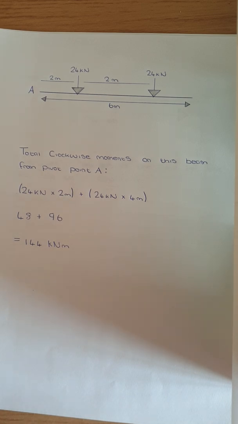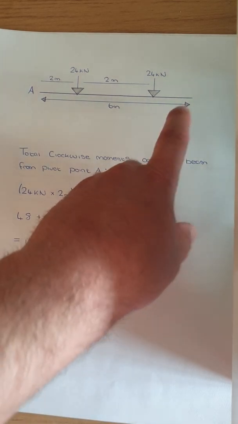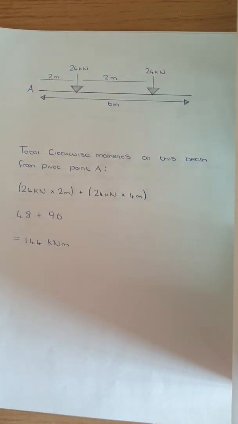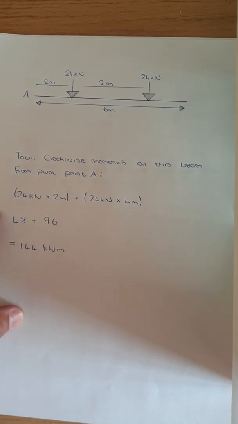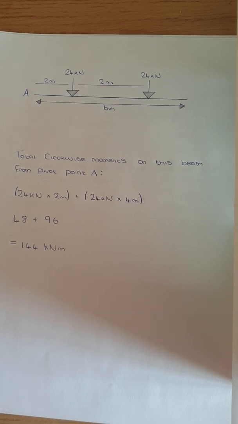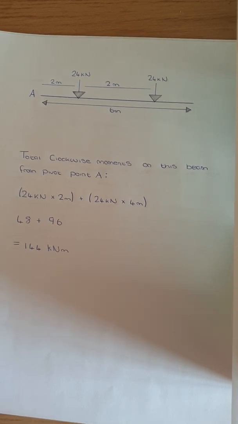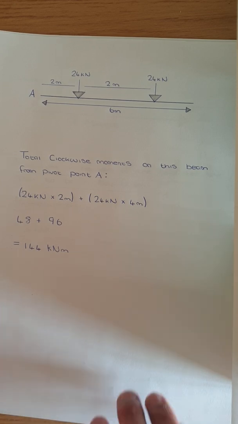Now, to be in equilibrium, the moments from the pivot point, which is A, pushing clockwise need to be exactly the same as the moments pushing anti-clockwise from the right hand side for the beam to be balanced. A beam that is balanced is said to be in equilibrium. Now, to work this out, we have the total clockwise moments on this beam from pivot A. A moment is simply a force multiplied by its distance from the pivot.